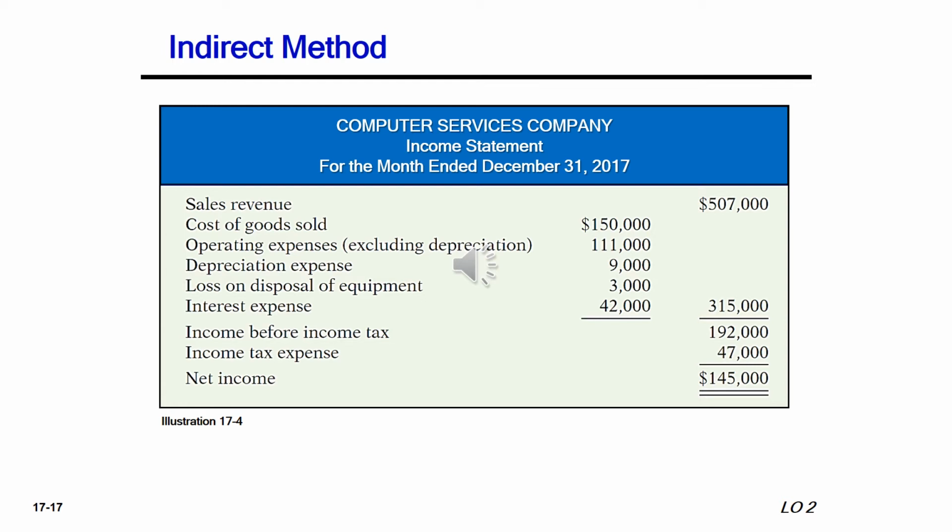Typical income statement, we have the sales revenue, cost of goods sold, operating expenses, depreciation expenses, loss on disposal of equipment, interest expense, and then we have the income before income tax and the income tax expense, and finally we have the bottom line, the net income. So these are the details that we can get from the income statement of this company.